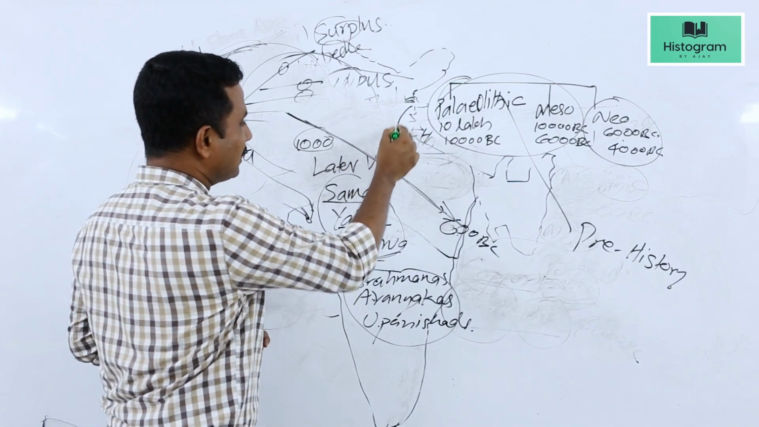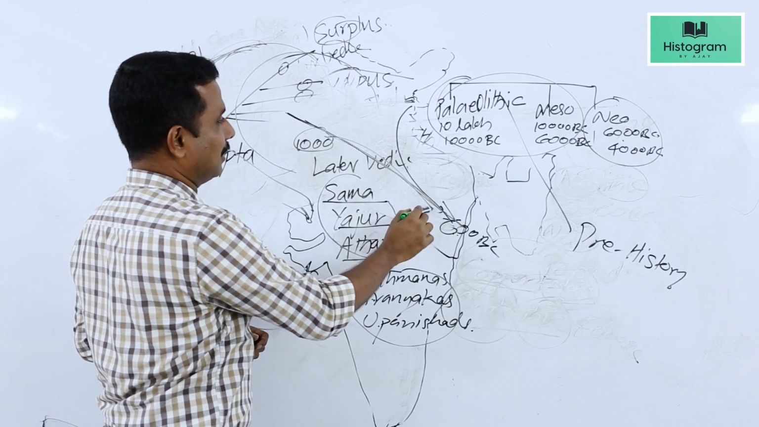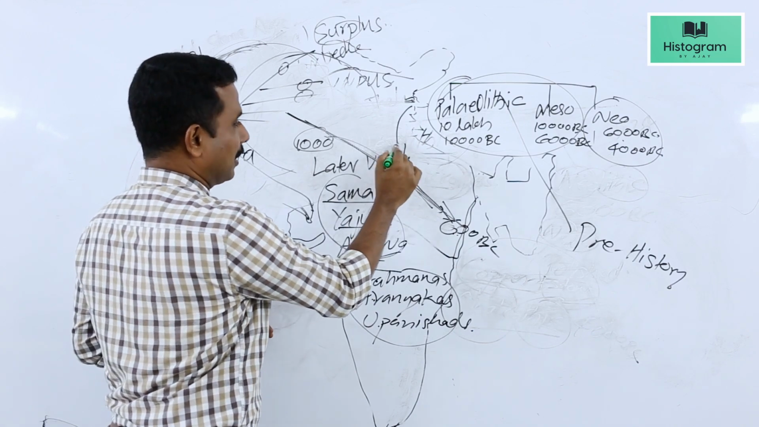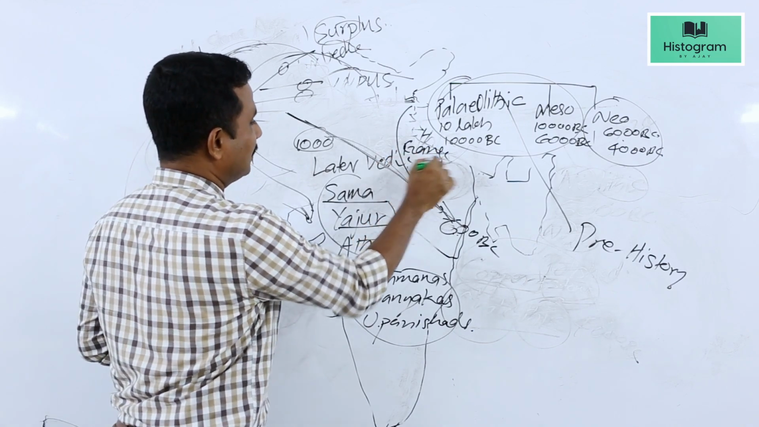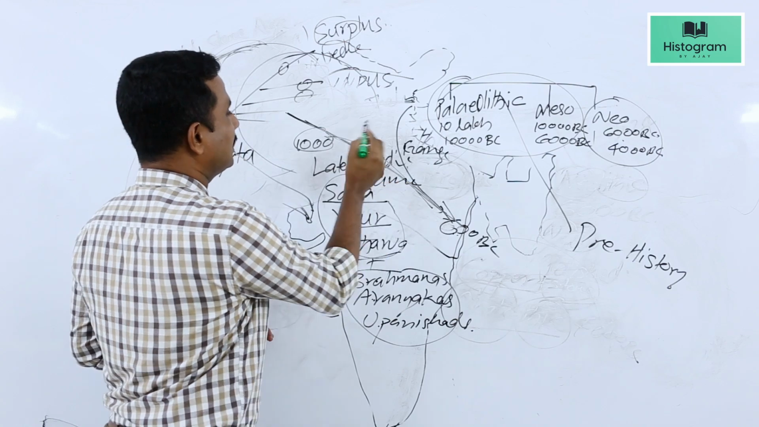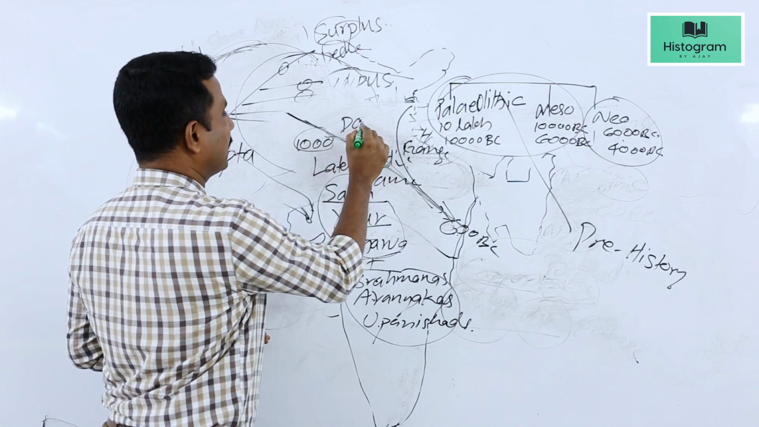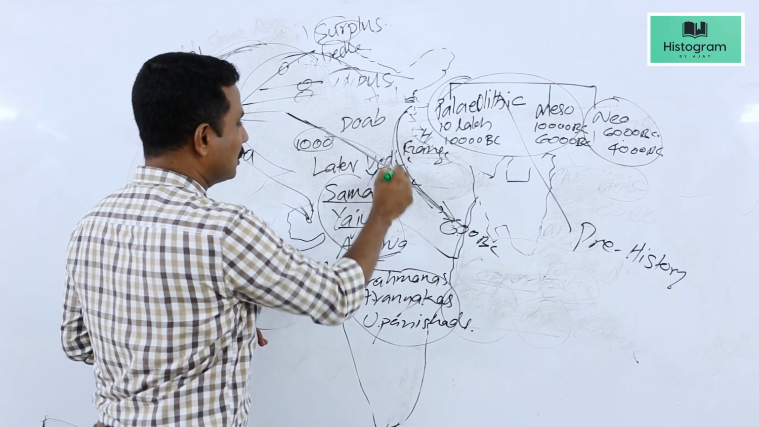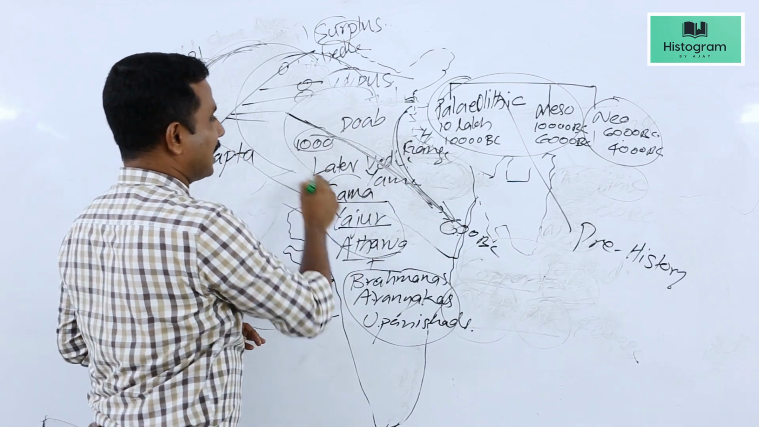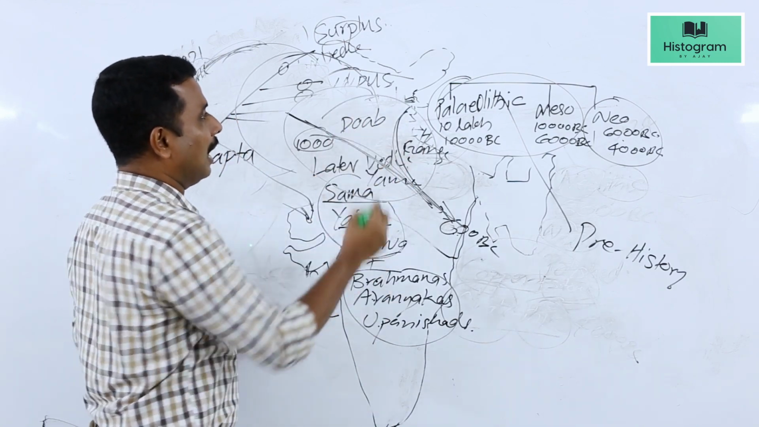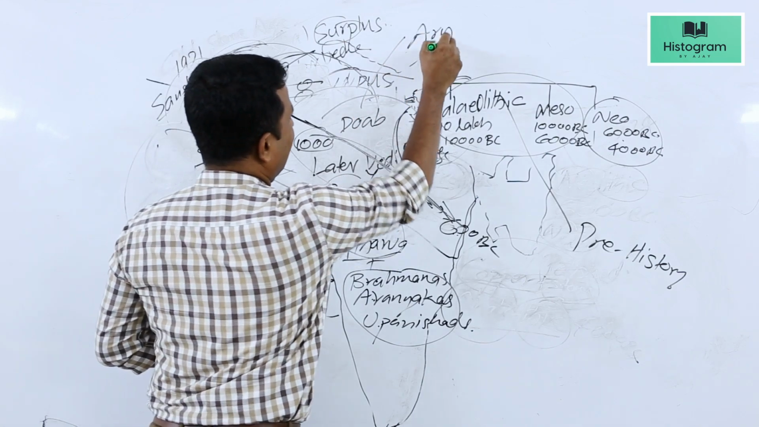So once again, this area was very fertile. This is river Ganga and this is Yamuna. This region is known as the Doab region. In this area, where Aryans expanded, began to be known as Aryavarta.